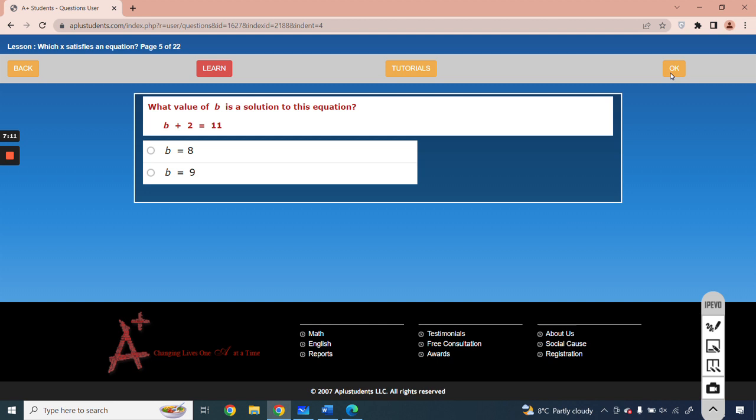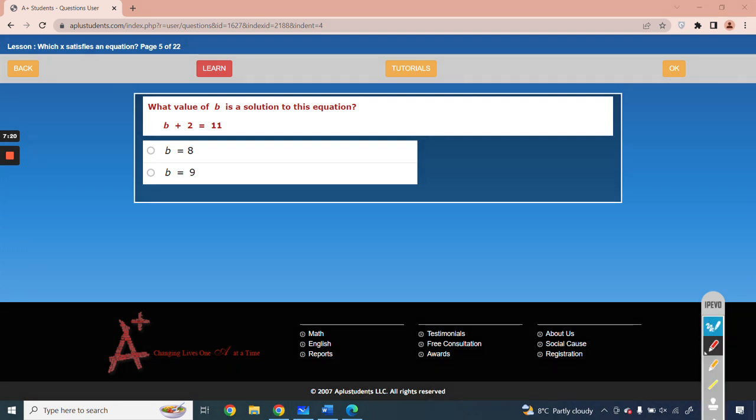Okay, the next one is, what value of b is the solution of the equation? You have to find a number that when added to 2 makes the equation true. You can use the options. Let's just start with the first option. 8 plus 2 equals 11. No, both sides of the equation are not equal. That means that isn't the correct option. Now let's check for the second one.